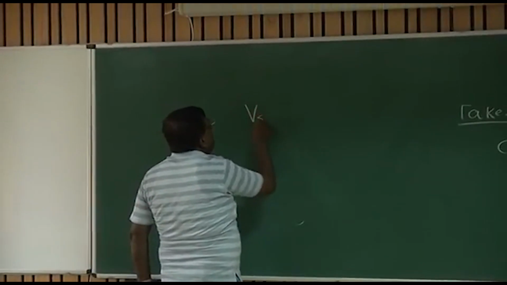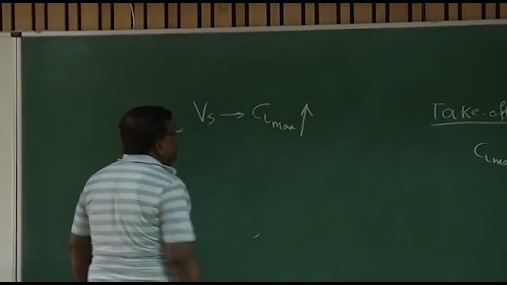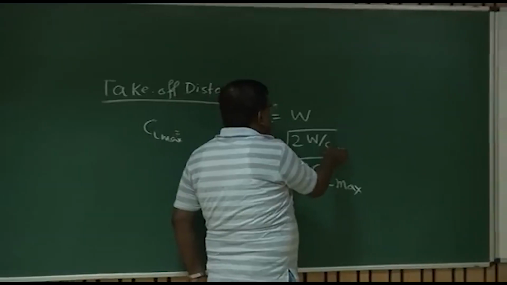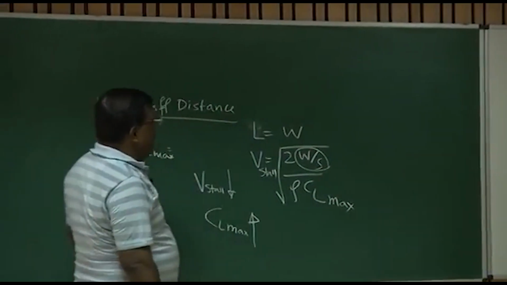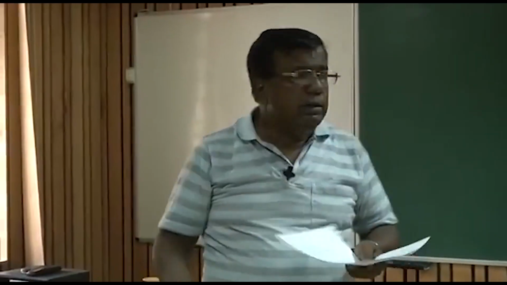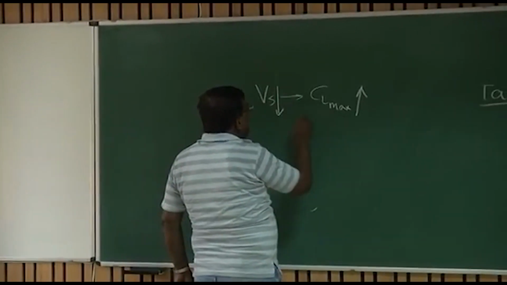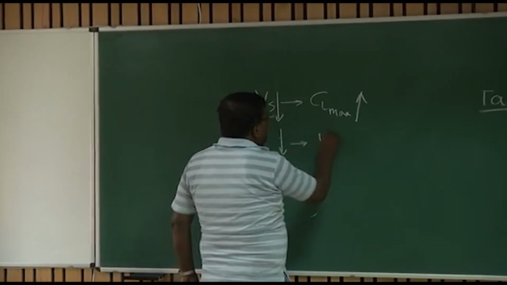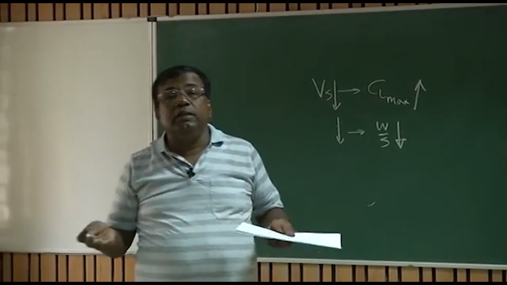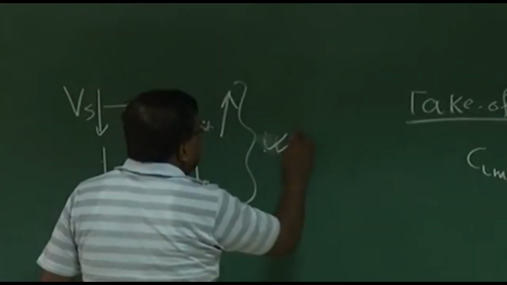So to decrease Vstall, one thing we have realized is I have to increase CL max. Second, if I want to decrease Vstall, there is another very important parameter sitting here, which is wing loading. So what do I have to do with wing loading? I have to reduce wing loading. And reduction of wing loading means what? Like CL max, to reduce Vstall further, I have to reduce the wing loading. Reducing wing loading means what? I have to increase the wing area. Okay? So keep this in mind. This is important.